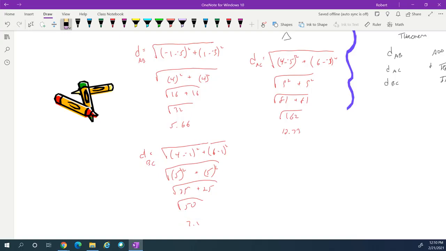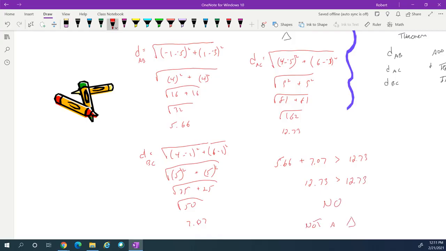And now we would test adding our two smaller numbers, 5.66 plus 7.07. Let's do hundredths to be consistent. And we're testing, is that more than 12.73? It's actually exactly 12.73. 12.73 greater than 12.73, and this is no. So this is not a triangle.